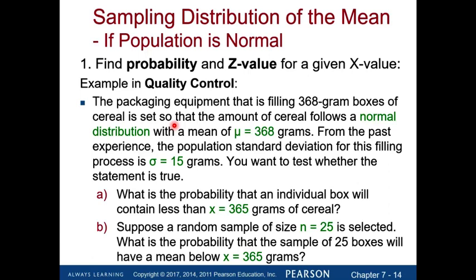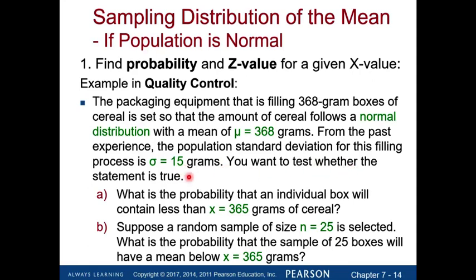Now let's take a look at a real-world problem, which is an example in quality control. In this example, we want to show, if the x value is given, how can we determine the probability? The problem is like this. The packaging equipment that is filling 368-gram boxes of cereal is set so that the amount of cereal follows a normal distribution with a mean of mu equals 368 grams. From past experience, the population standard deviation for this filling process is sigma equals 15 grams. And you want to test whether this is true or not.